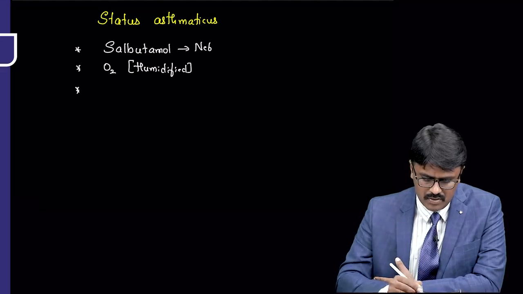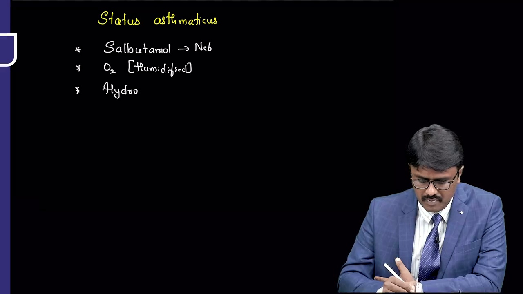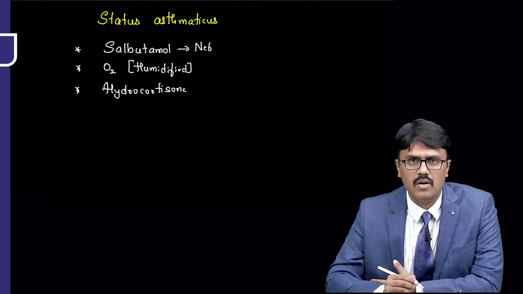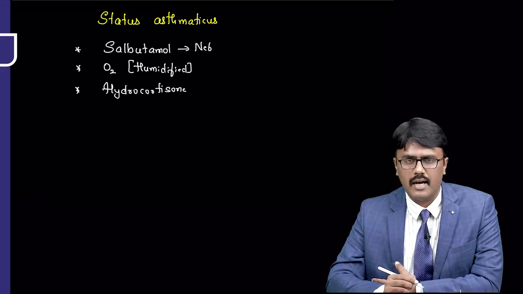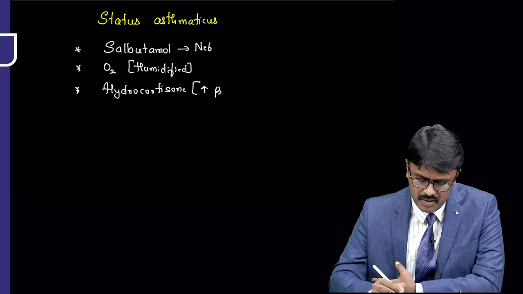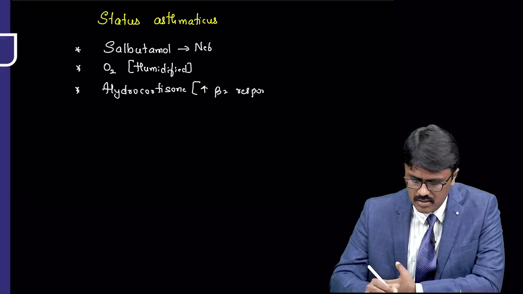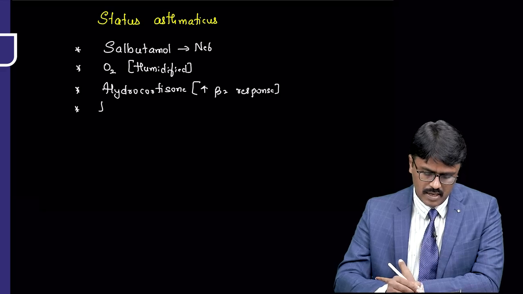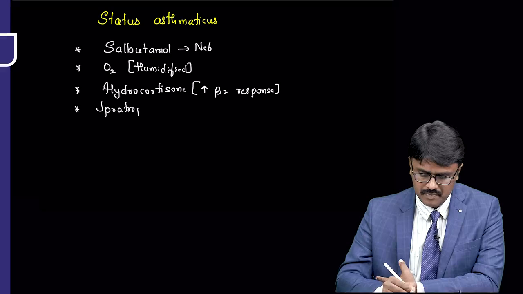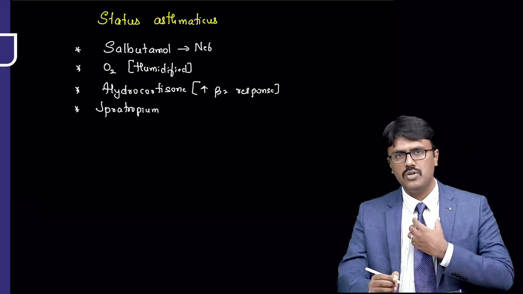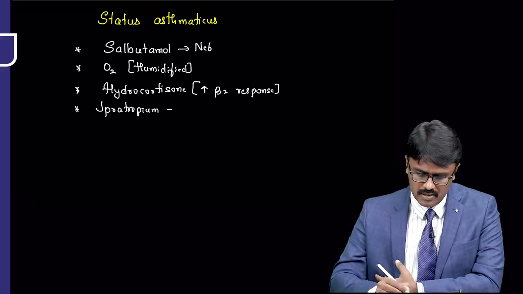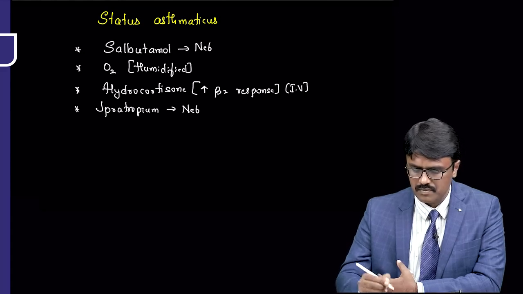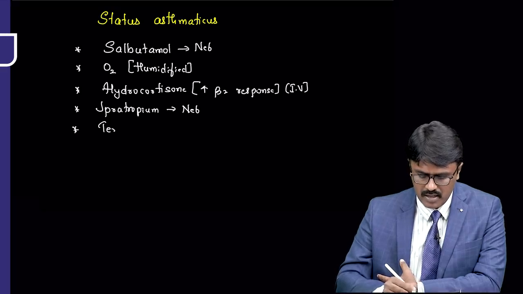Then we use hydrocortisone. Now we know that steroids are not bronchodilators, then why are we using it in an attack? I told you they increase beta 2 response. That is one reason. And second reason is they decrease the inflammation. Then we also add ipratropium bromide. So ipratropium is known to dilate the larger bronchioles, and it is also given by nebulization, and hydrocortisone is given by intravenous route.